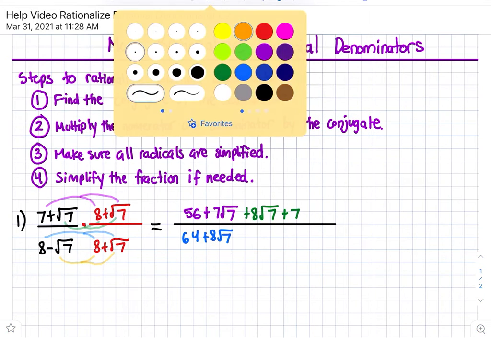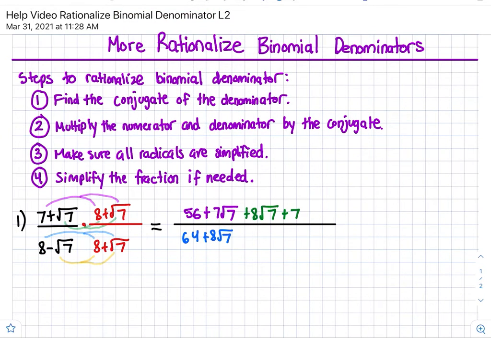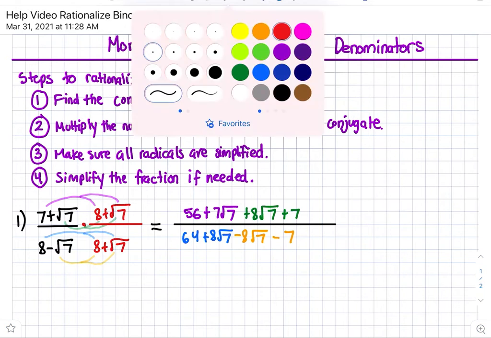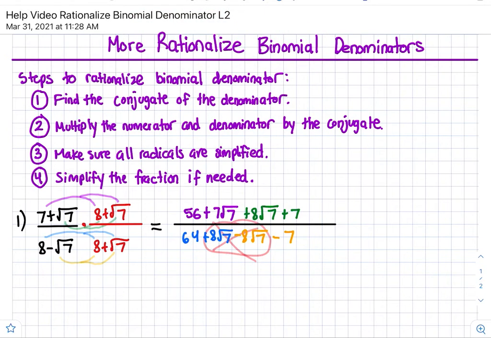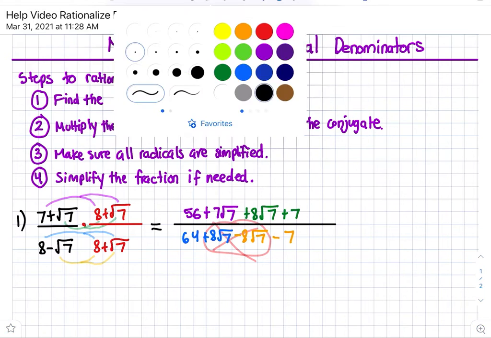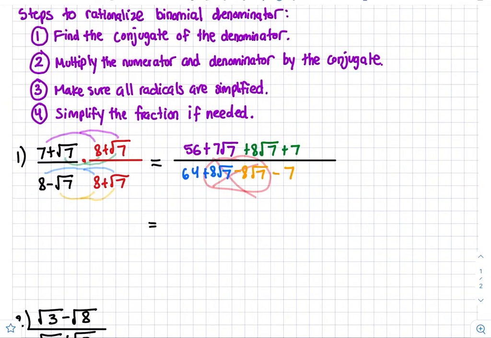Now we're on the orange one. Negative rad 7 times 8, negative 8 radical 7. And negative rad 7 times rad 7. Negative times a positive is a negative. Radical 7 times itself is going to give you a 7. So we simplify this. These are going to cancel because you can combine like terms there. On the bottom, 64 minus 7 is 57. And on the top, 56 plus 7 is 63.